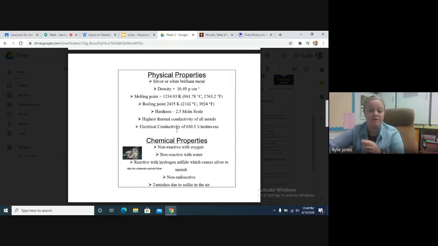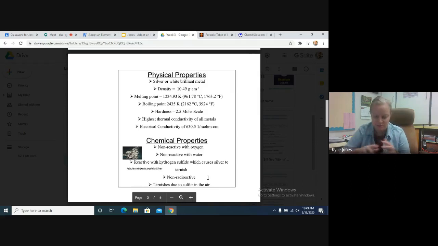The chemical properties are more of what it reacts with. So silver, when it is introduced to oxygen, does not react. So if you're wearing a necklace that's made out of silver, it's not going to suddenly burst into flames because it's touching oxygen, right? So those are like the chemical type of things. It doesn't react with water. However, silver does react with a chemical called hydrogen sulfide, and it causes the silver to tarnish, which means that it kind of turns greenish. So those types of reactions, when it's mixed with other chemicals, what happens?